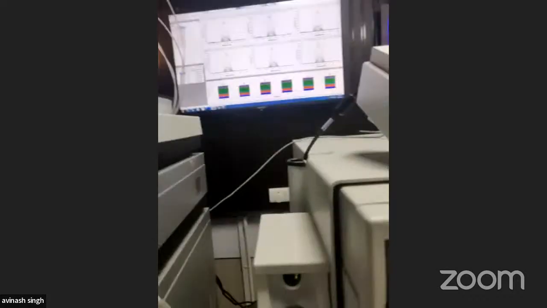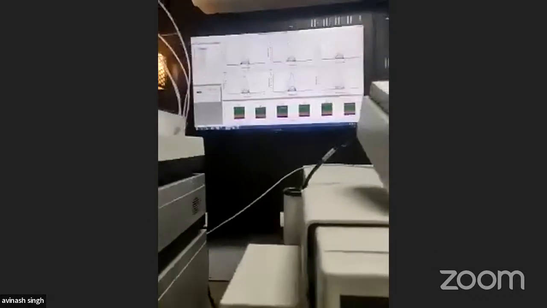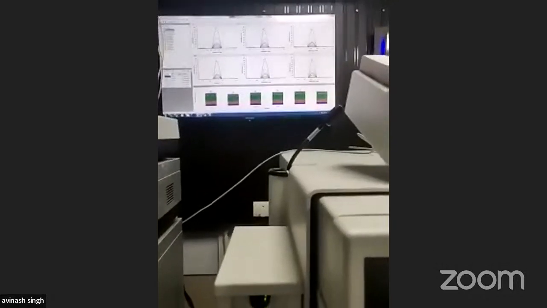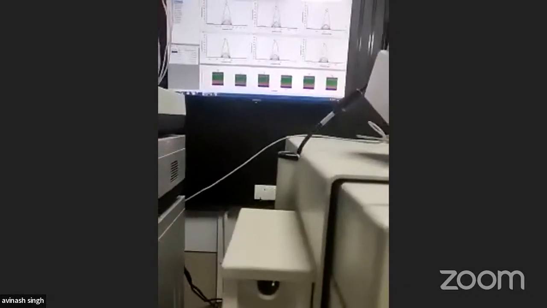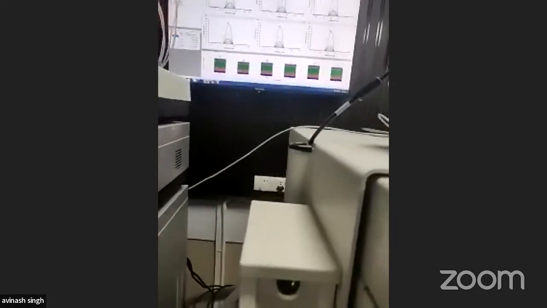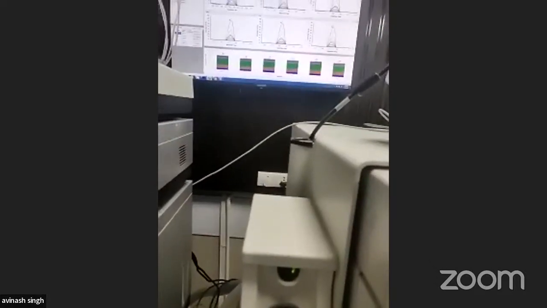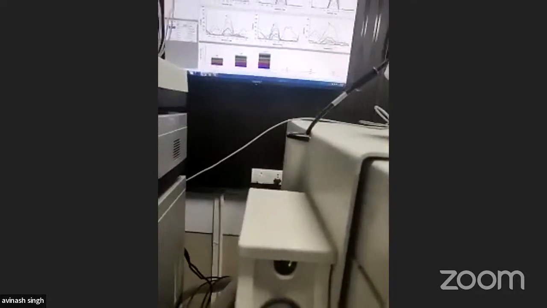As you can see in the slide and on the screen, here is a representative diagram of a few peaks isolated after the discovery study. After that, we identified a few proteins which are differentially expressed in COVID positive and COVID negative.